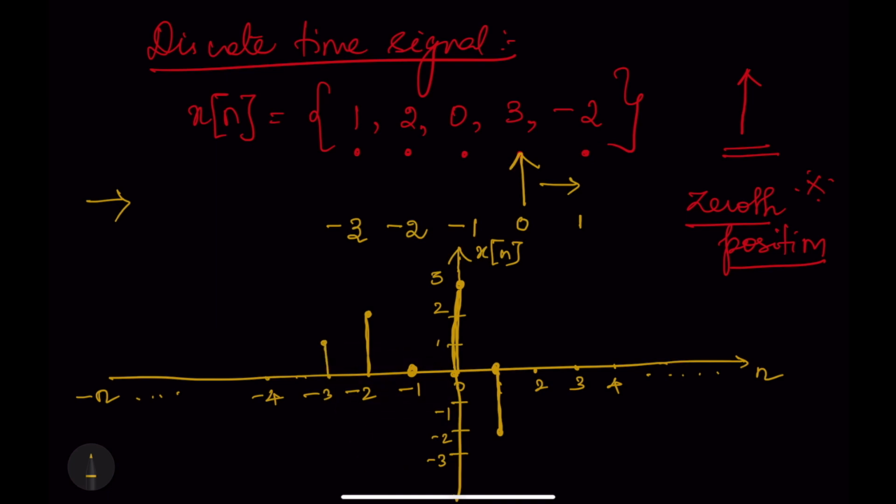So again, I will represent it. So this point 0, this arrow mark, indicates the 0th position. So at the point 0, it takes the value 3. And when it is 1, it takes the value minus 2. When it is minus 1, it takes the value 0. And when it is minus 2, it takes the value 2. And when it is minus 3, it takes the value 1. So this is how a discrete time signal needs to be plotted.